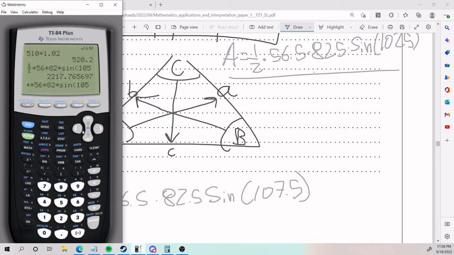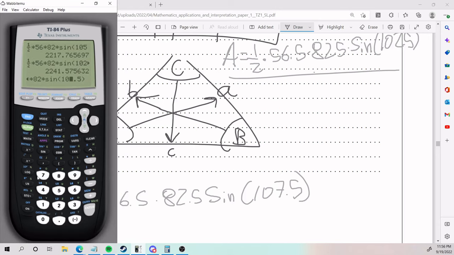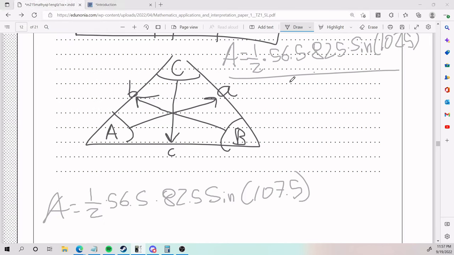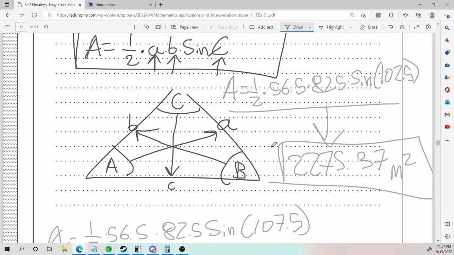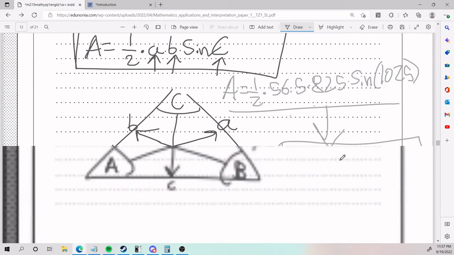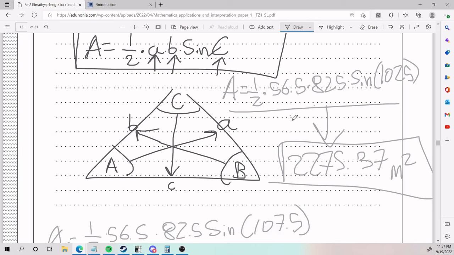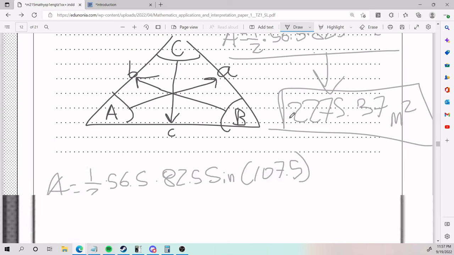Let's see which one gives me the bigger value, cierto? So we take this guy here, 102.5 gives me that. 107.5 gives me that. Which one is bigger? The one on top, which is the 102 one. So this one is bigger. See? It gives me 2275.37. Because it's area, we put meters squared. So the maximum possible area of the field is that right there. See? Awesome possum. That is how you solve number 9.